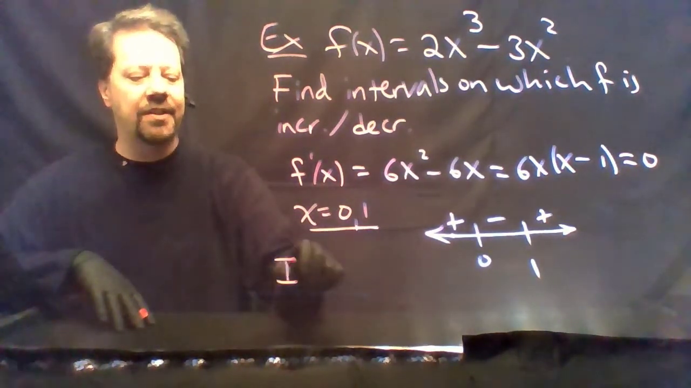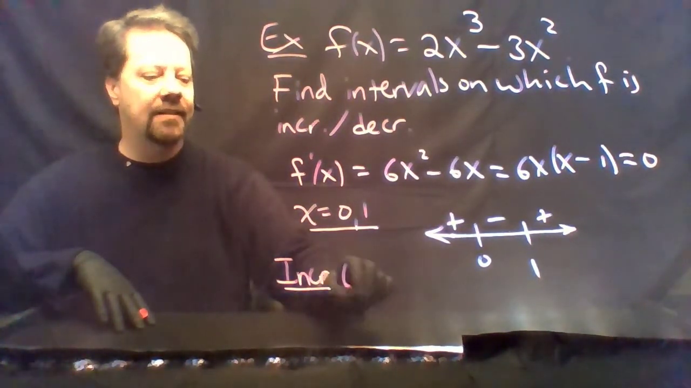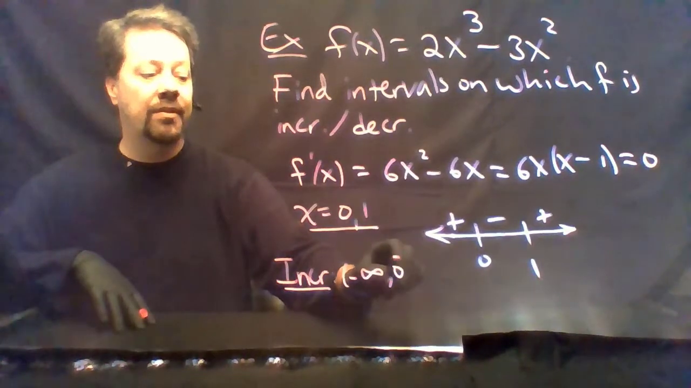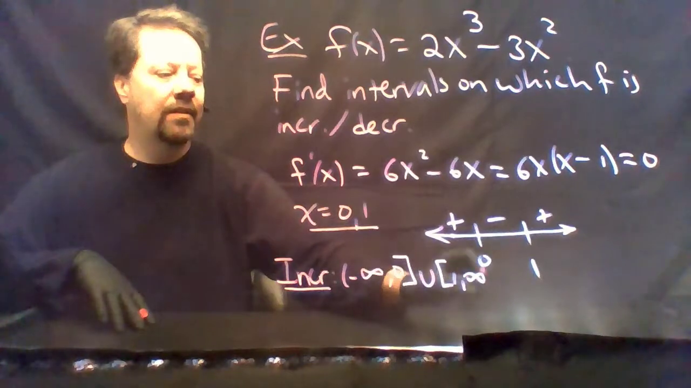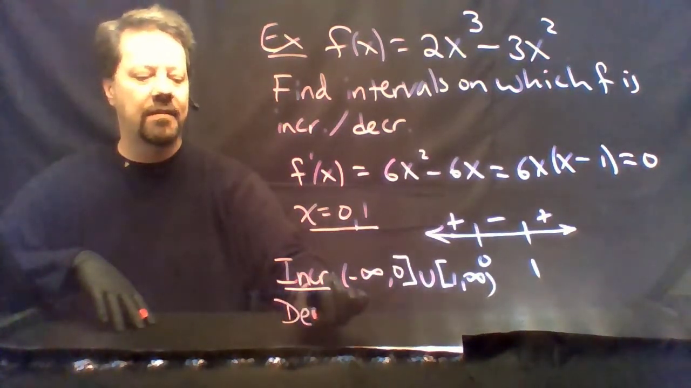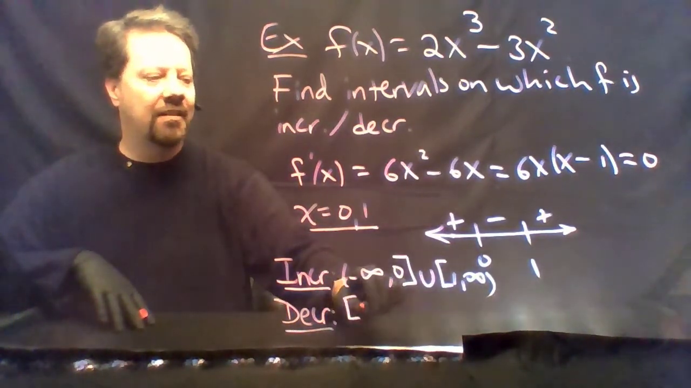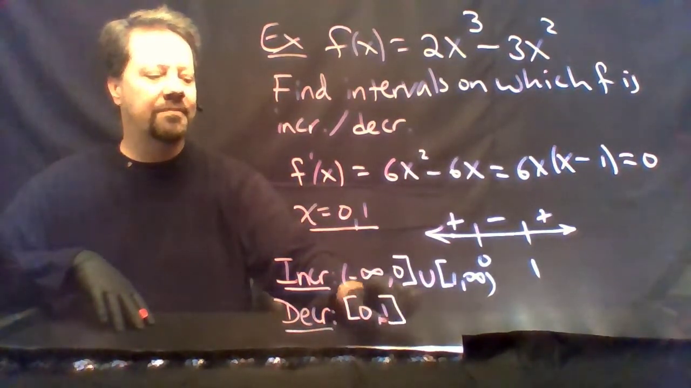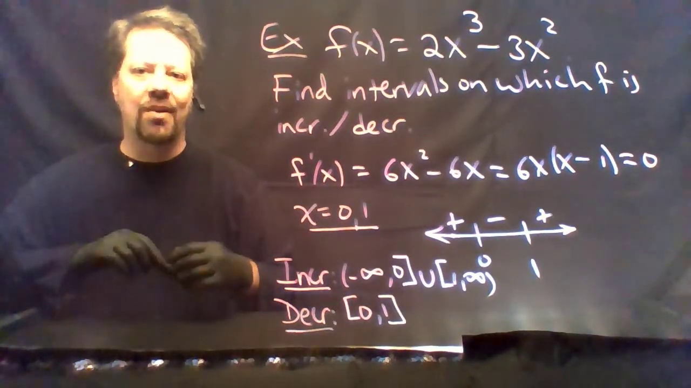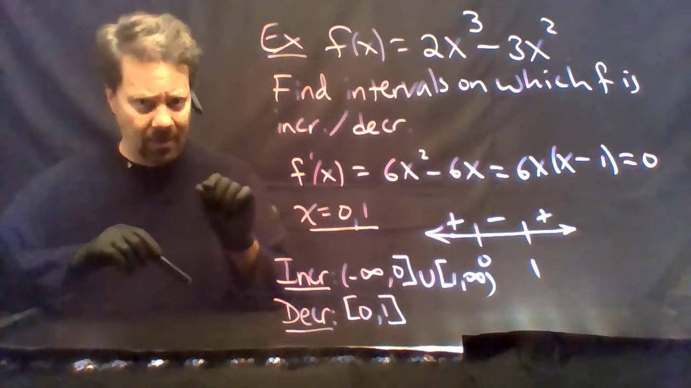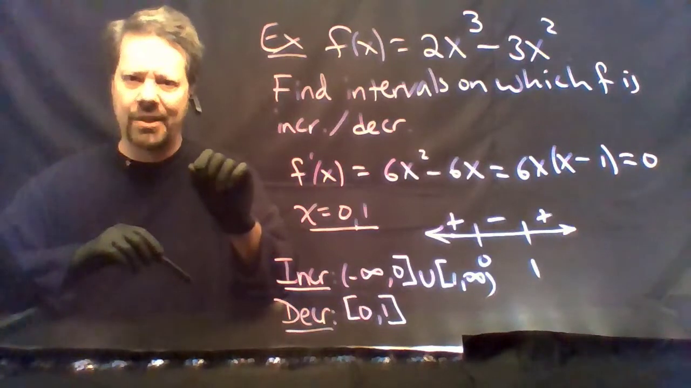We deduce then that this function is increasing from negative infinity to 0 inclusive. It's also increasing from 1 to infinity. It is decreasing from 0 to 1. Notice, increasing and decreasing is something that happens on an interval, not necessarily just at one point. What does it mean to be increasing at a particular point?